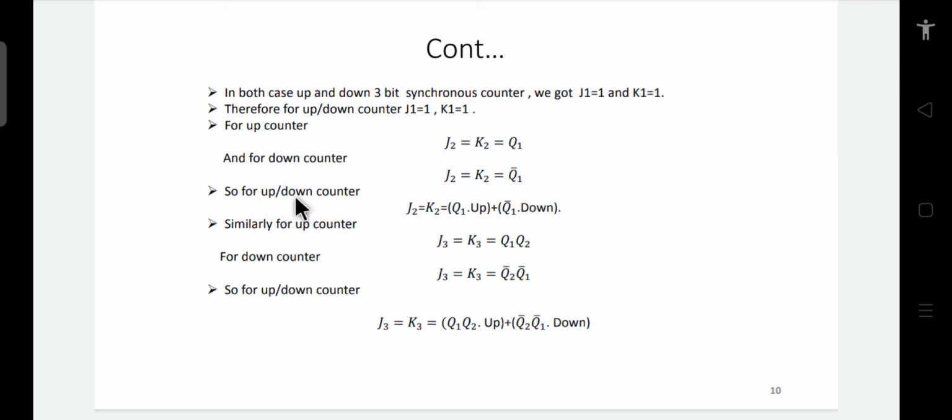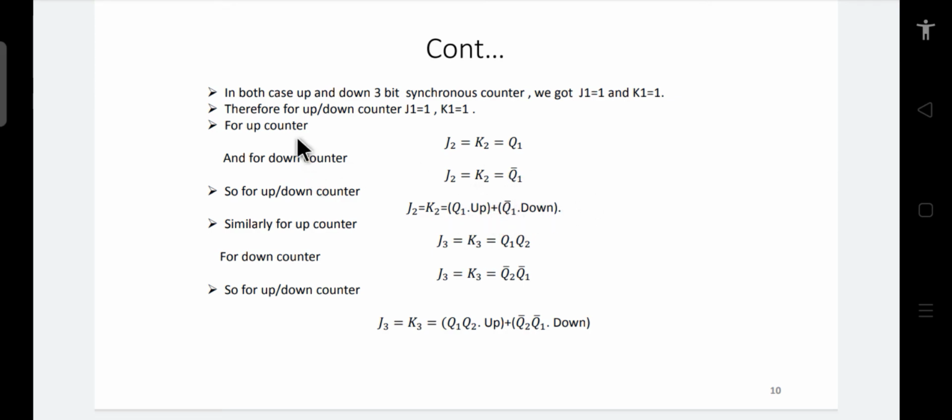So for the up-down counter we write the expression as J2 is equal to K2, because both of them are the same. For the up counter J2 and K2 are the same, and for the down counter J2 and K2 are the same too. So we mix them together like this: J2 is equal to K2 is equal to Q1 dot M plus Q1 bar dot M bar. M is the mode control, and for down counting we assume M should be 0. So this is for our up-down counter.